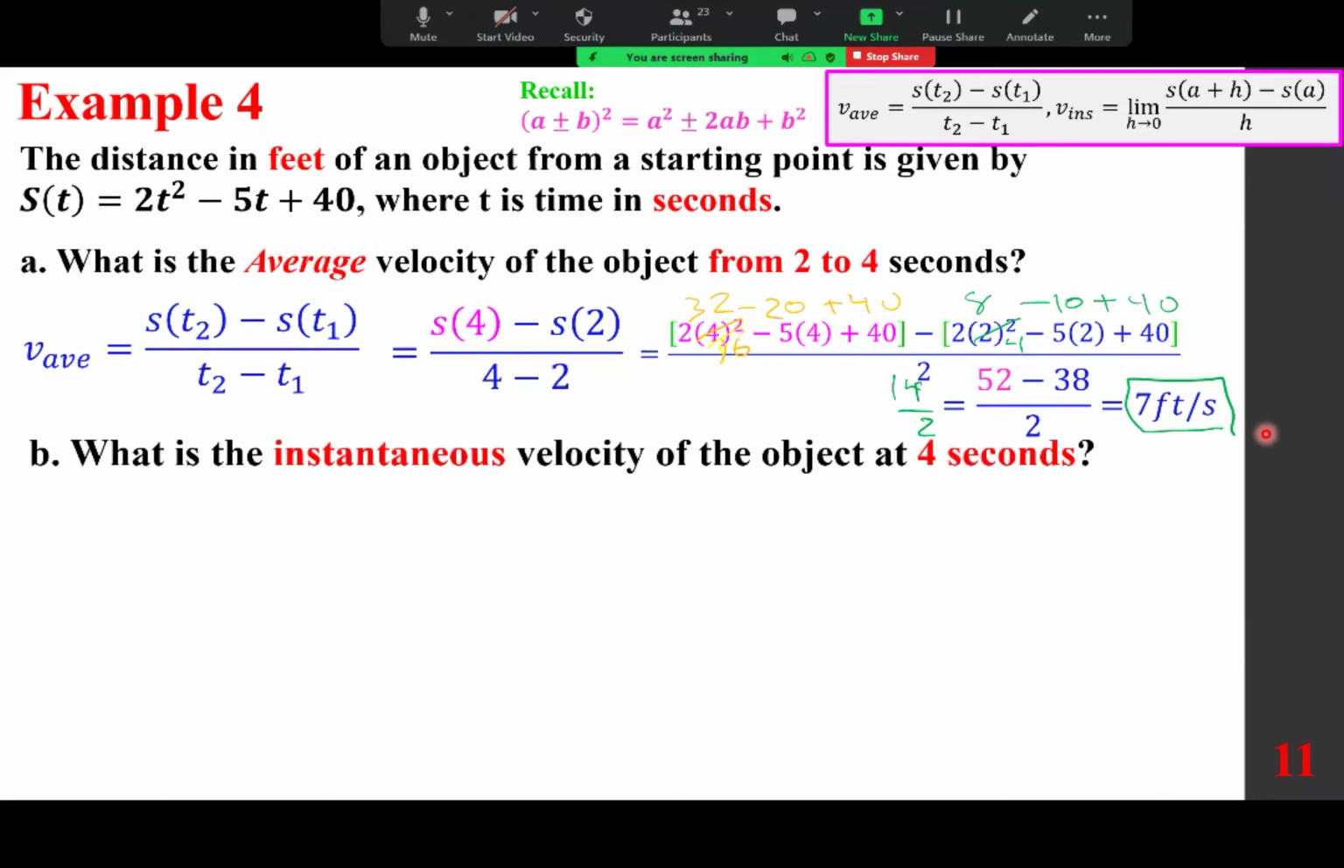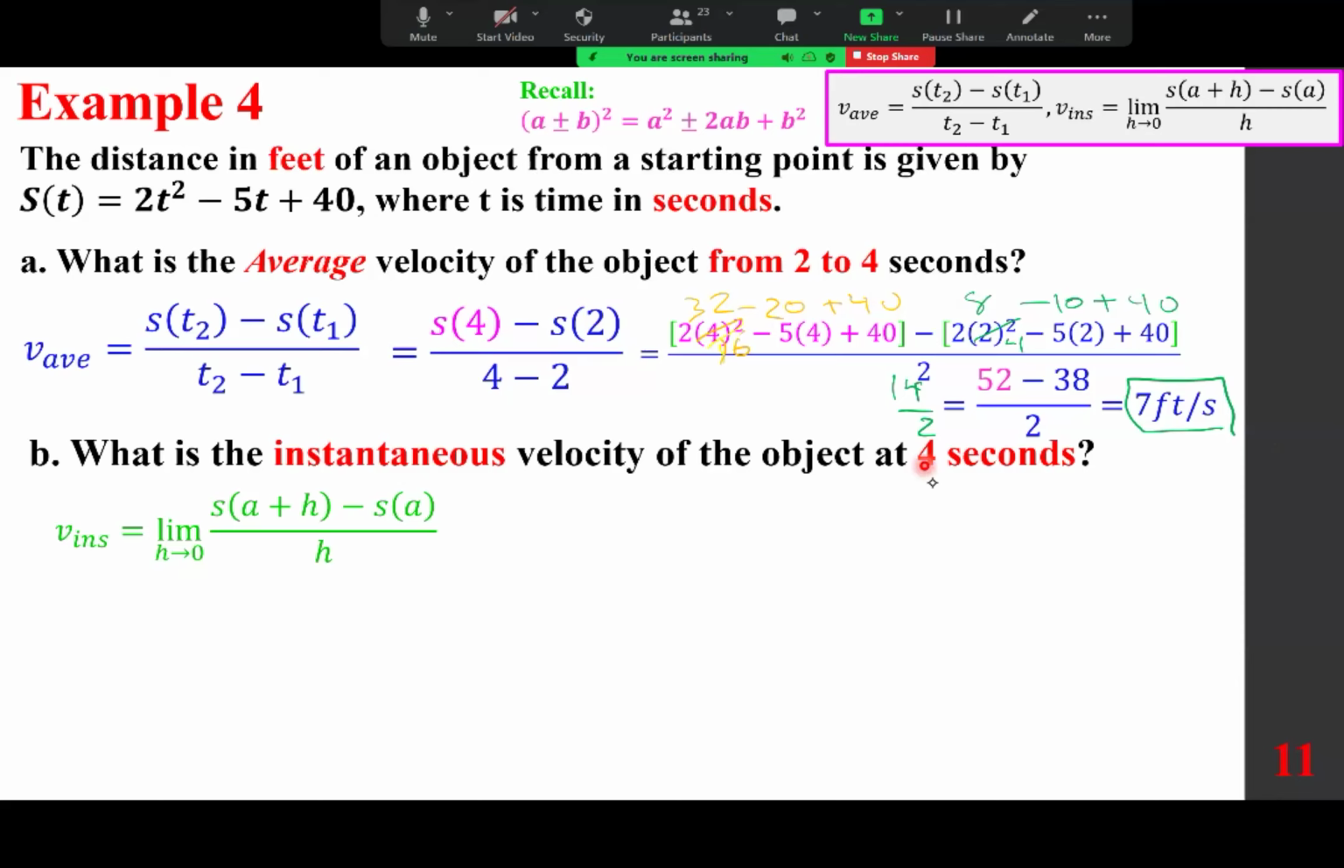Now, what is the instantaneous velocity of the object at 4 seconds? Even if they don't mention instantaneous, it means at 1 point. Okay, 2 points versus 1 point, instantaneous. So we have to take the limit. So v instantaneous is s of a plus h minus s of a over h as we take the limit and h goes to 0. So the limit of s of a plus h minus s of a over h as h approaches 0.